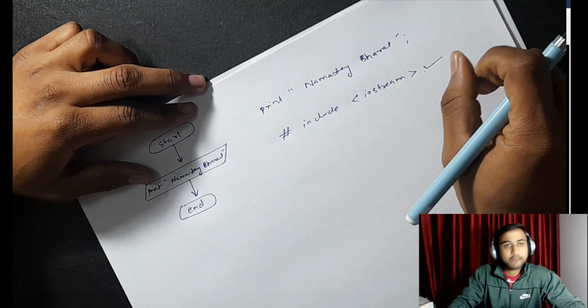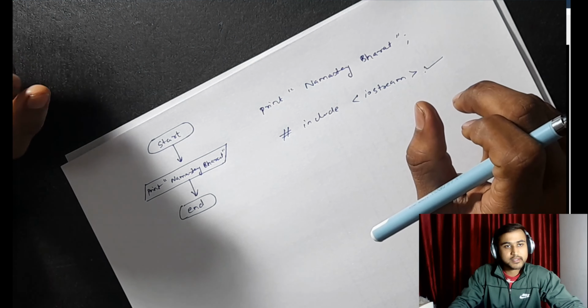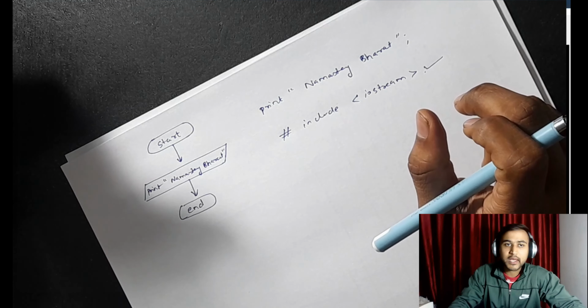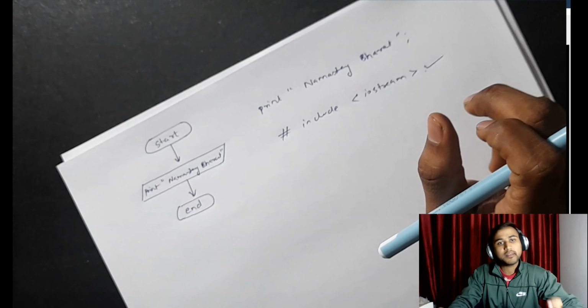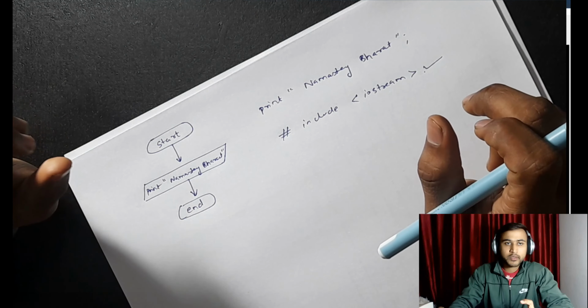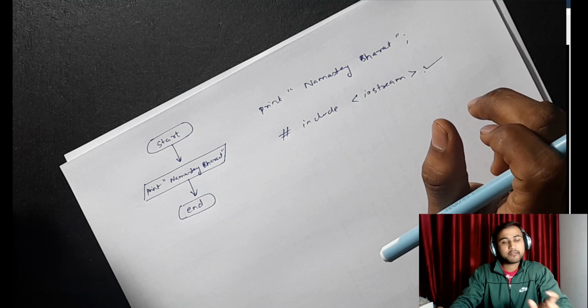It is basically a file which stores the predefined functions. Like here we have used cout as our predefined function, whose functionality is to print the output on the console. So that predefined function is stored in this file, which is named iostream. Now the next line is using namespace std.